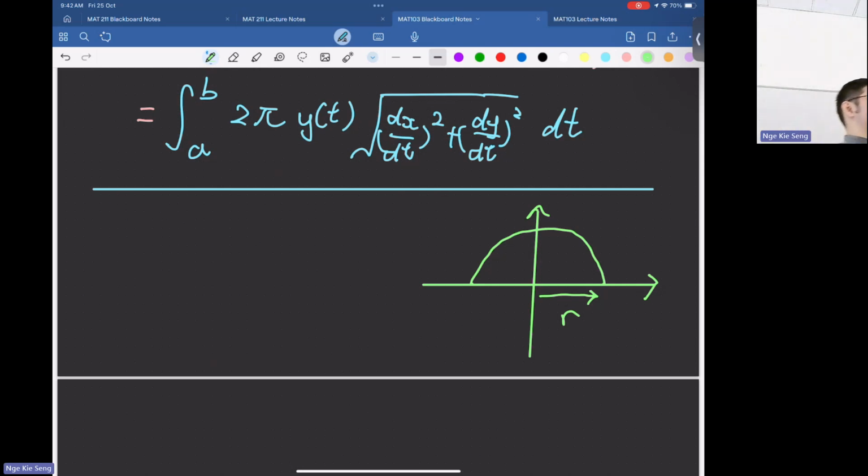So what's the surface area of a sphere? You learned it. Did you memorize it? The surface area of a sphere is 4 pi r squared. Good. 4 pi r squared. So let's see if we can get 4 pi r squared using our seemingly complicated formula here.